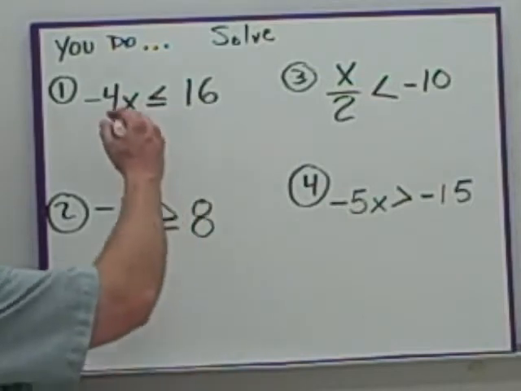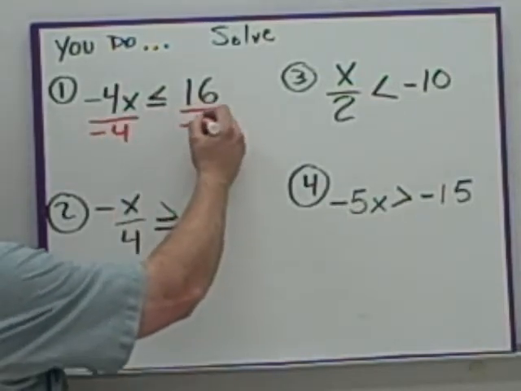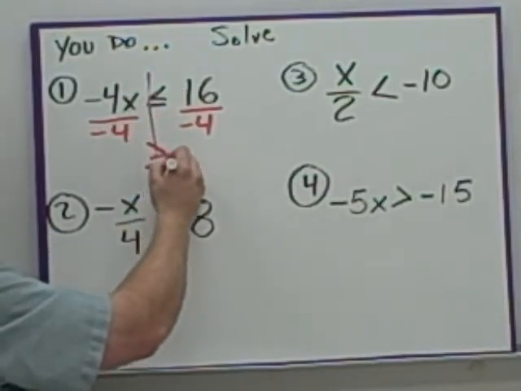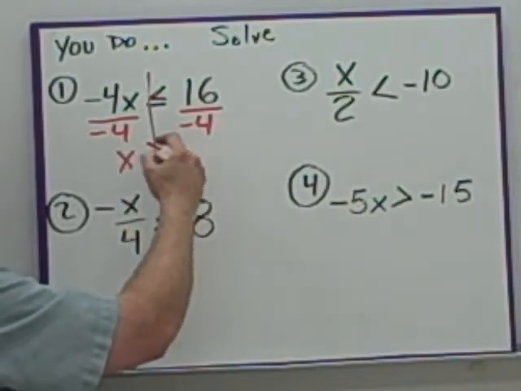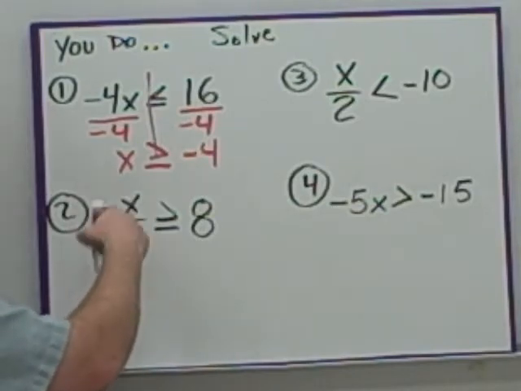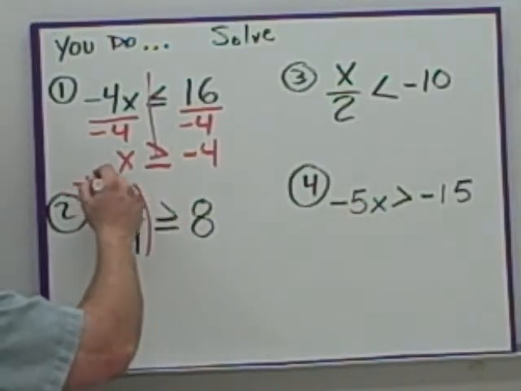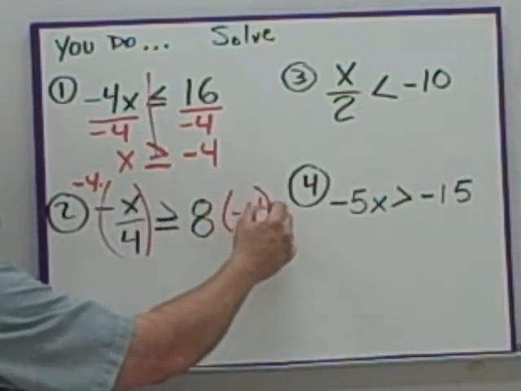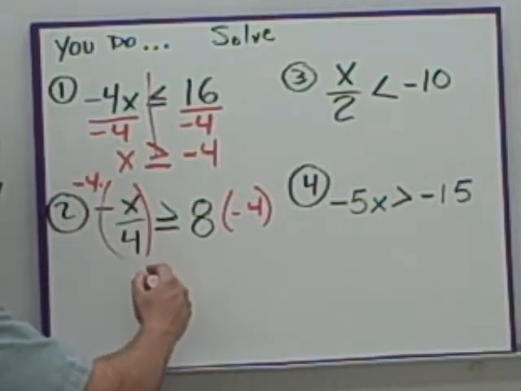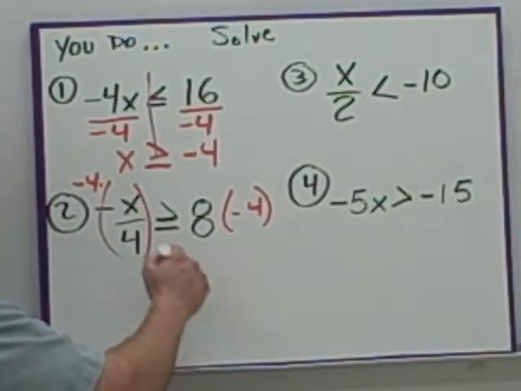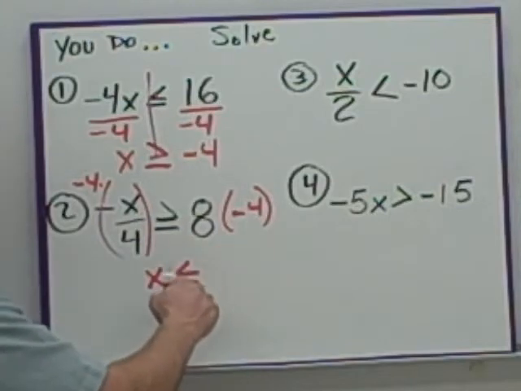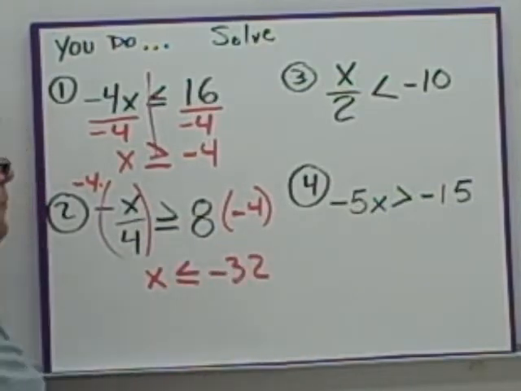All right, welcome back. To solve this one, I would divide by negative 4. I am dividing by a negative in the process here, so my inequality has to go from a less than to a greater than or equal to. And I end up getting x is greater than or equal to negative 4. Here, I'm going to multiply by negative 4 to solve. Again, this is multiplying by a negative in the process of solving. So the 4's will cancel here. I've got to flip the inequality because I'm multiplying by a negative number, so I get x is less than or equal to negative 32.